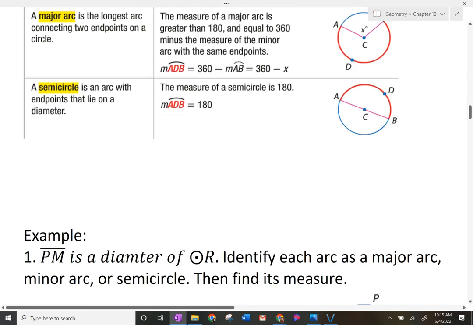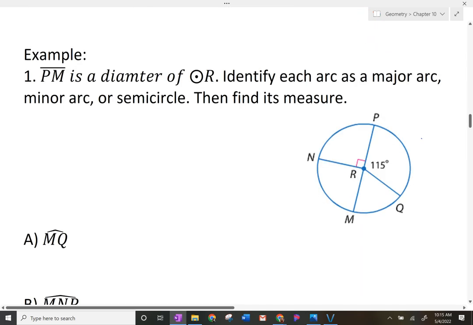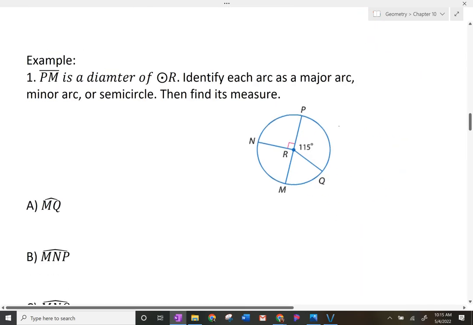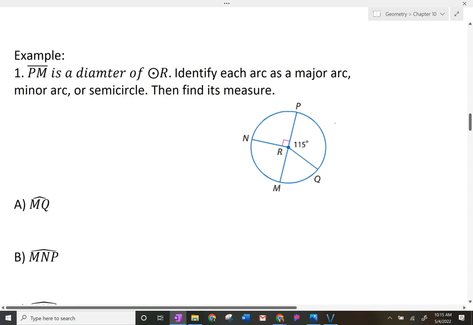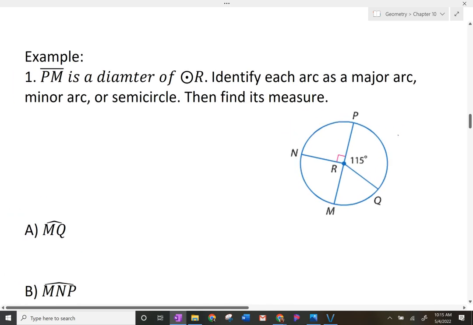Super. Okay, this will be kind of the last part we're going to work on. It'll be a little bit of the same things here. Okay, so PM, we'll kind of go here. PM is going to be a diameter. That means that this line here is cutting straight across. I can't draw a straight line, but you get the idea. This one here is a straight line that goes straight across.